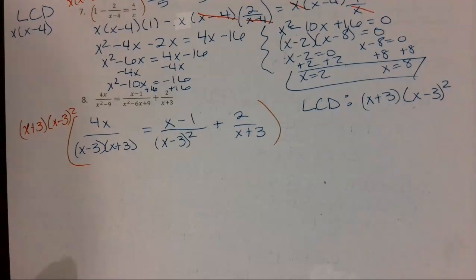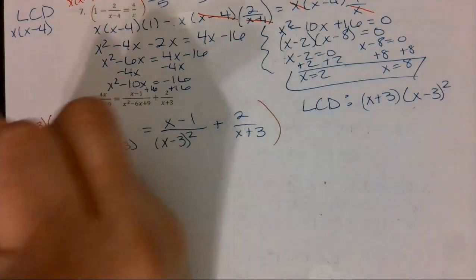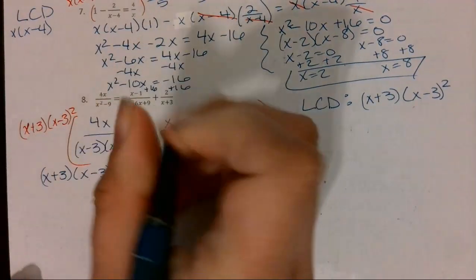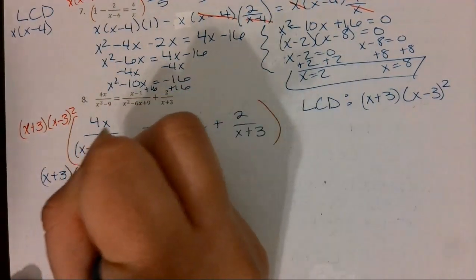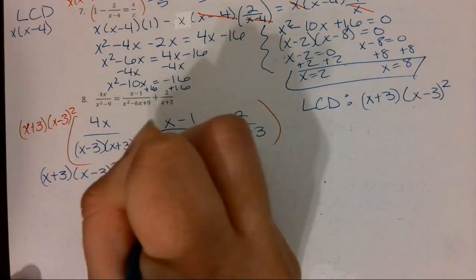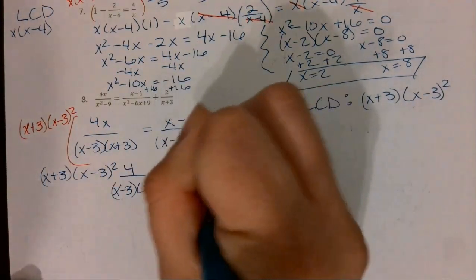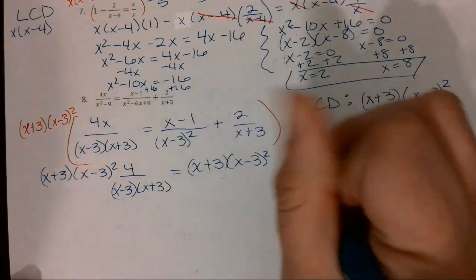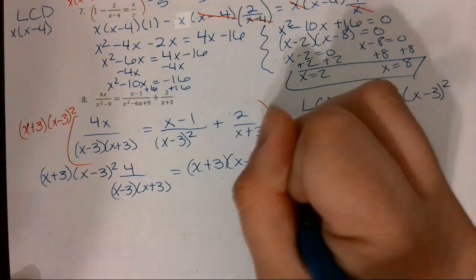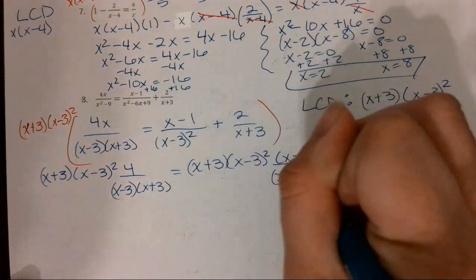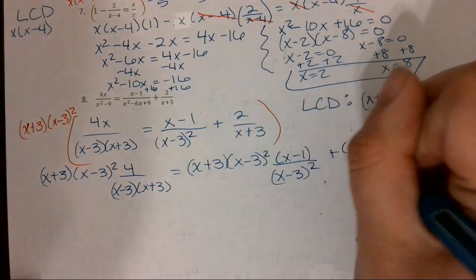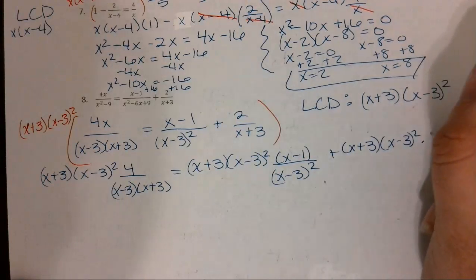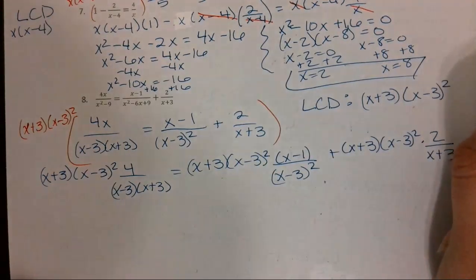Okay. Then I will rewrite this. So I have x plus 3 times x minus 3 squared times 4 over x minus 3, x plus 3 equals x plus 3 times x minus 3 squared times x minus 1 over x minus 3 squared plus x plus 3 times x minus 3 squared times 2 over x plus 3.